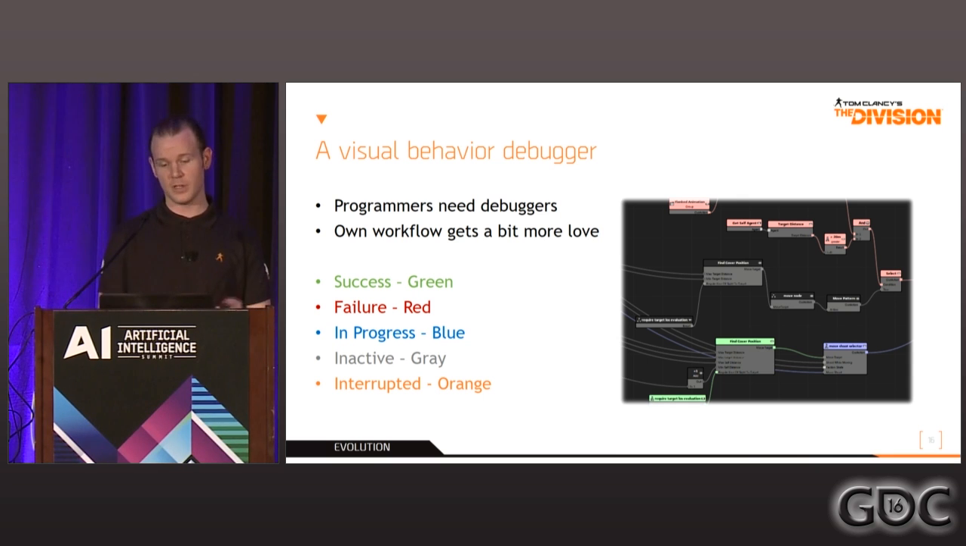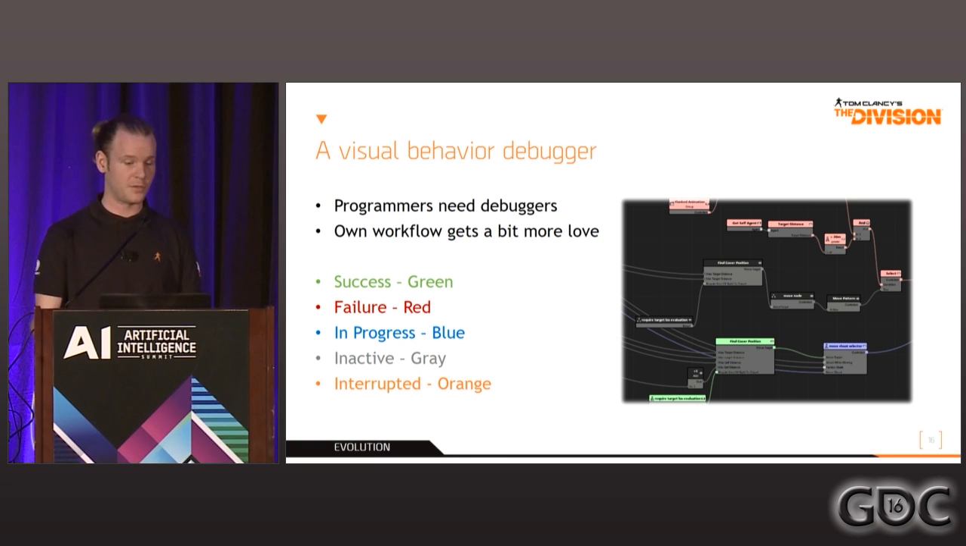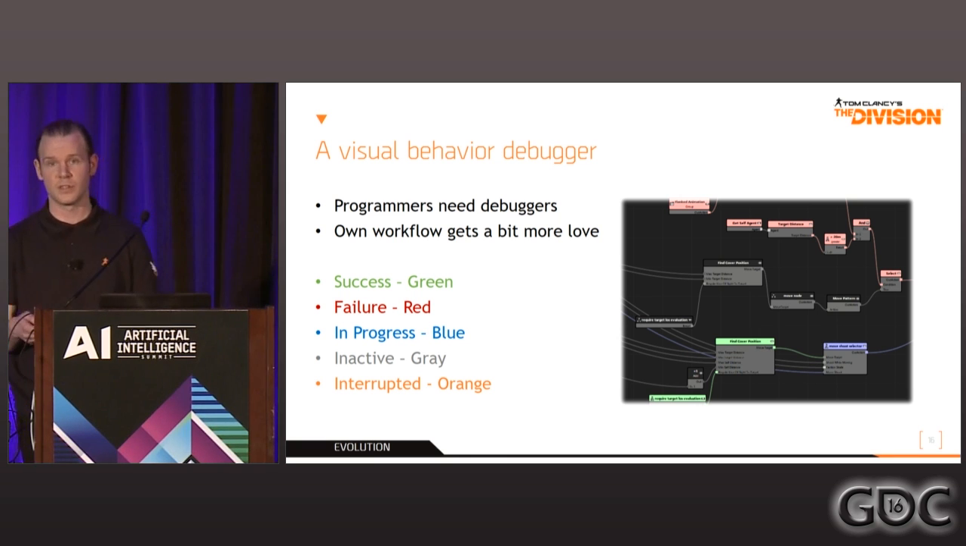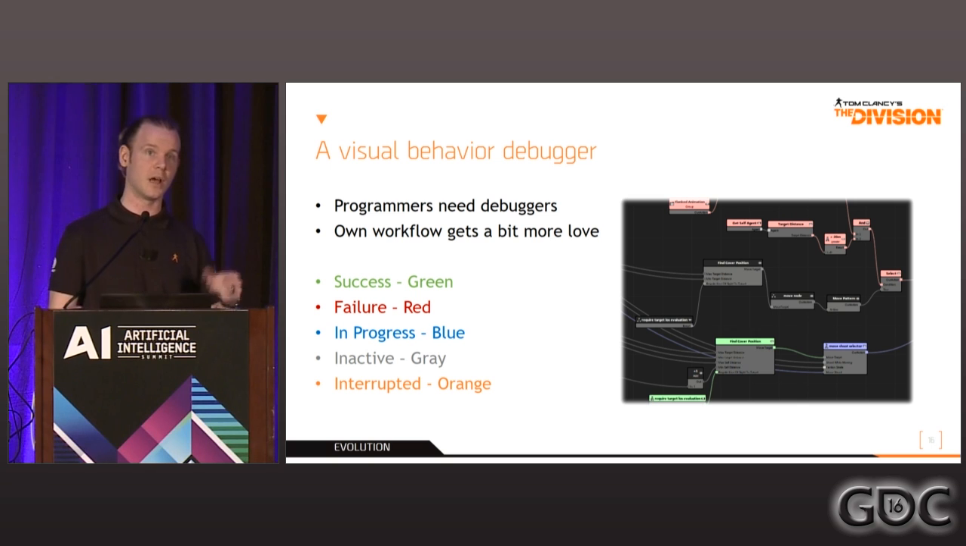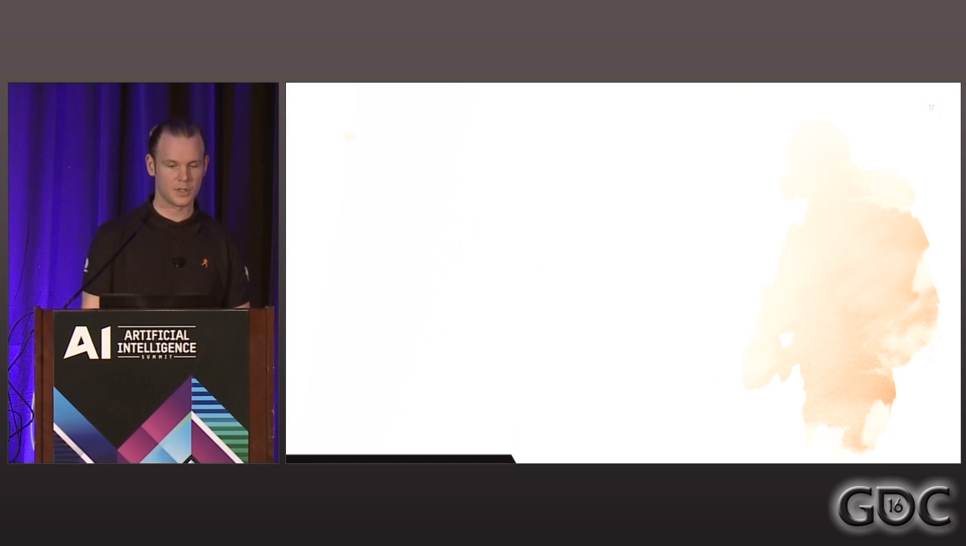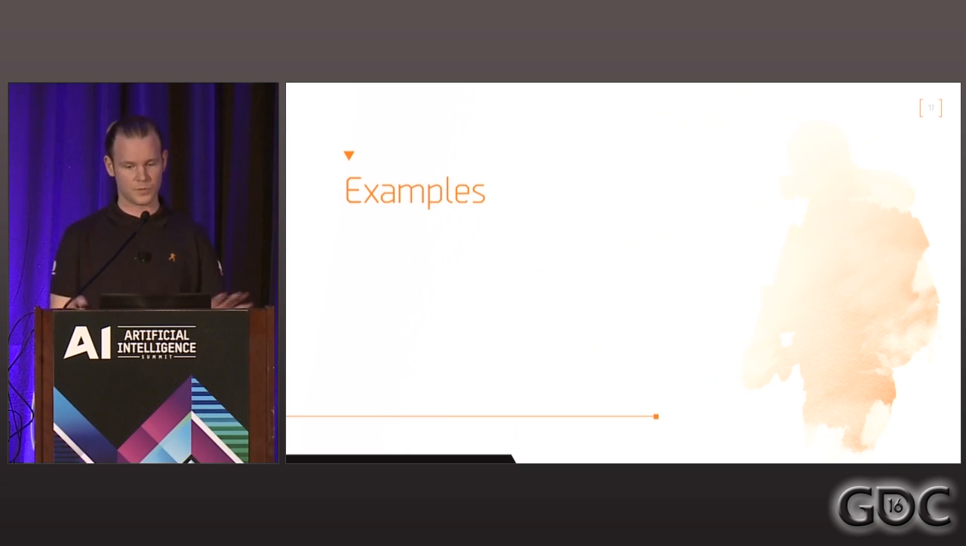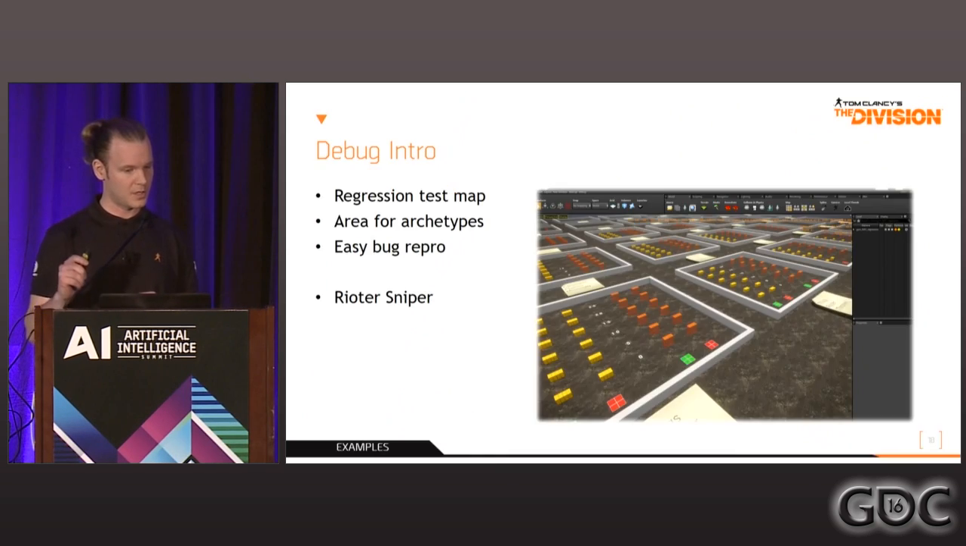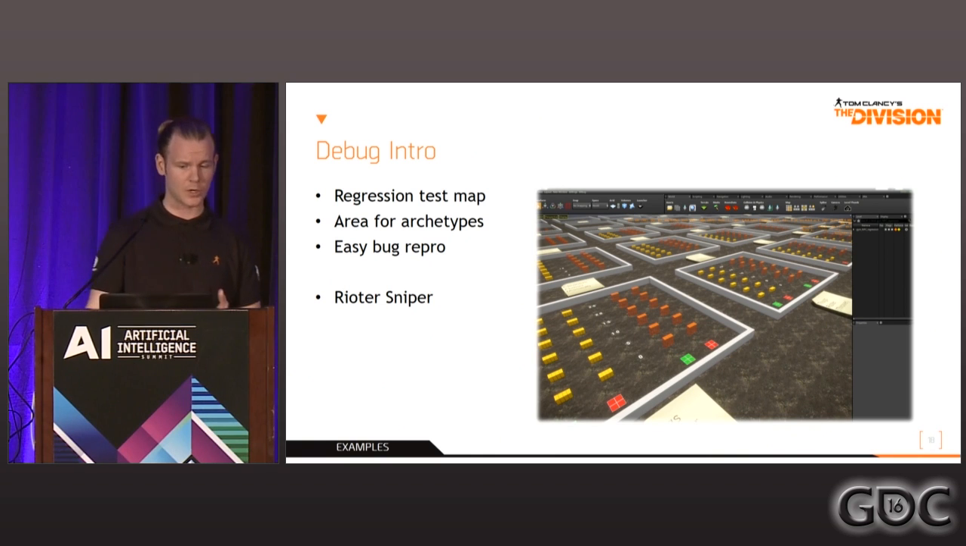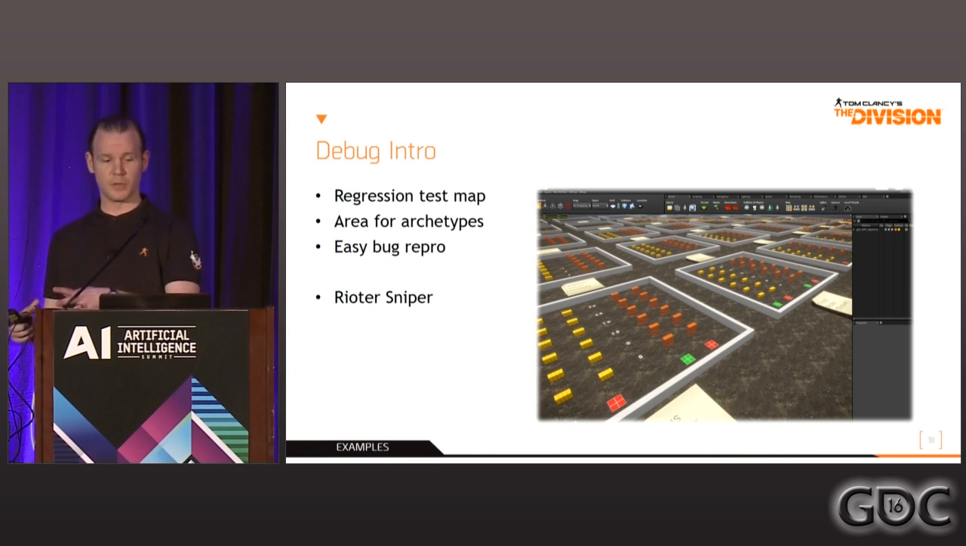So this color scheme we are using: successful executions are green, failures are red. In progress means nodes that updated, that ticked this behavior update and will tick the next one, are marked as in progress. Those that are inactive are gray, and the ones that have been interrupted this frame, which can happen, are marked as orange. So that was just a quick introduction. Now let's get on to the actual debugging part.